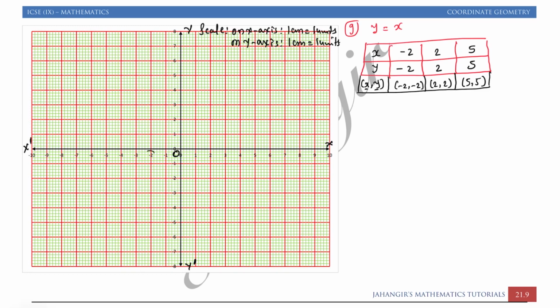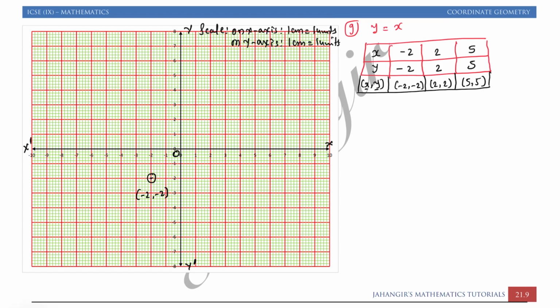X is minus 2, see this is x minus 2 and this is y minus 2, it's over here. So the intersection of this point, first we will take the x coordinate and then the y coordinate, wherever they intersect, that is our main point. So let us mark, just mark a dot and circle and write it down, minus 2 comma minus 2.